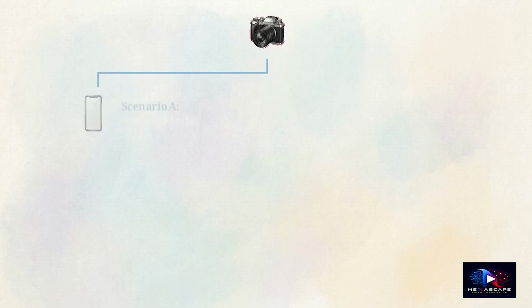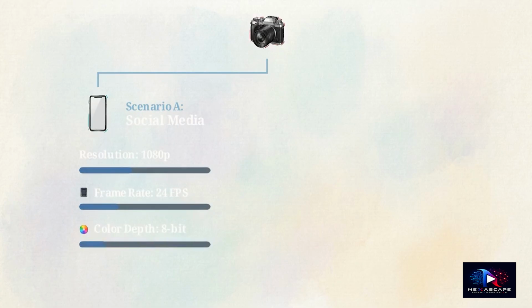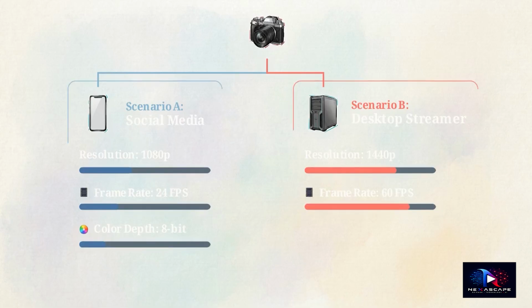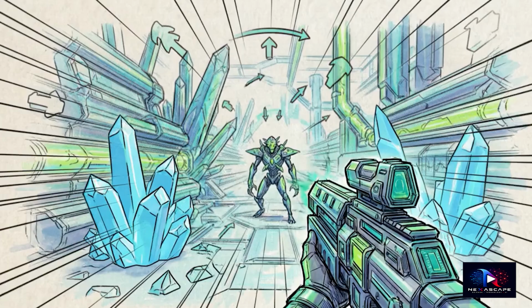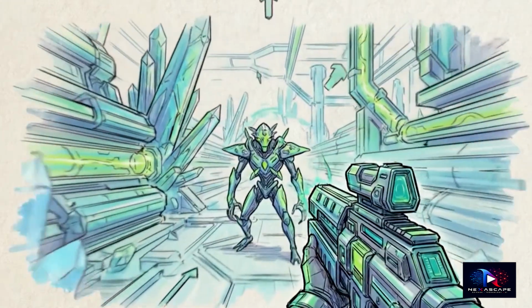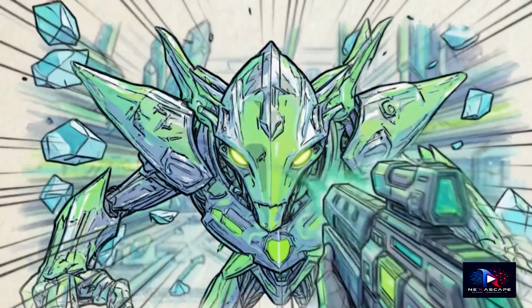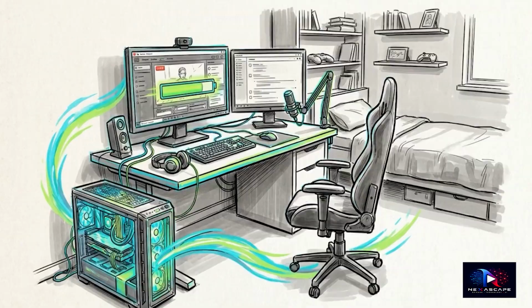Look at this flowchart. To find your optimal export formula, determine your primary delivery platform. Scenario A, the social media creator, uses 1080p, 24 frames per second, and 8-bit color for rapid uploads. Scenario B, the desktop streamer, uses 1440p at 60 frames per second. Here, you sacrifice traditional cinematic motion blur to gain razor-sharp on-screen text and hyper-fluid gameplay that matches the refresh rates of standard desktop monitors. This specific resolution and frame rate combo perfectly bypasses the massive bandwidth bottleneck that makes live streaming in 4K nearly impossible for most residential internet connections.